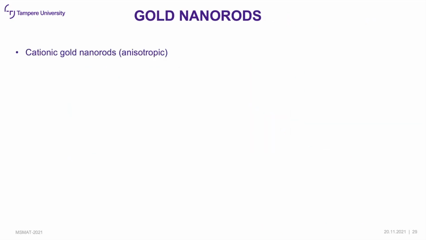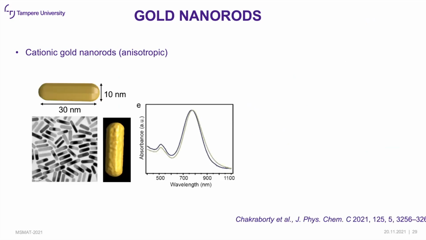But with gold nanoparticles, we can only move to a certain range of wavelength in the electromagnetic spectrum. So instead of gold nanoparticles, if you move to gold nanorods, they are anisotropic. We can move towards the NIR region. Here is an example of a cationic gold nanorod. We have the same functionality, and these gold nanorods are about 30 nanometer in length, 10 nanometer in diameter, so an aspect ratio of roughly 3, and it has a nice SPR spectrum centered around 800 nanometer.